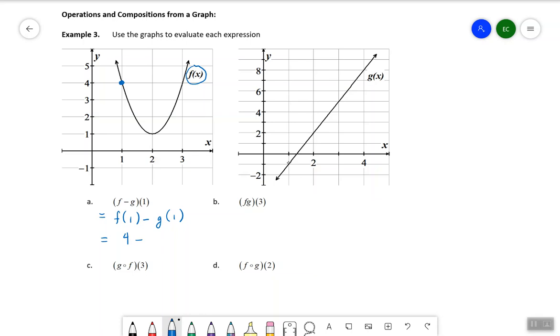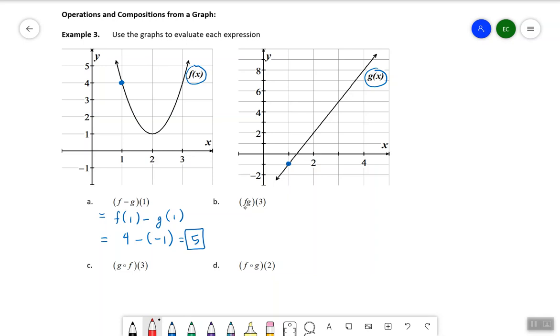G of 1, again, make sure you're on the right graph. The g function is over here on the right. When x is 1, y is negative 1. So 4 minus negative 1 gives you an answer of 5. You might want to go ahead and try to do the rest of these on your own.